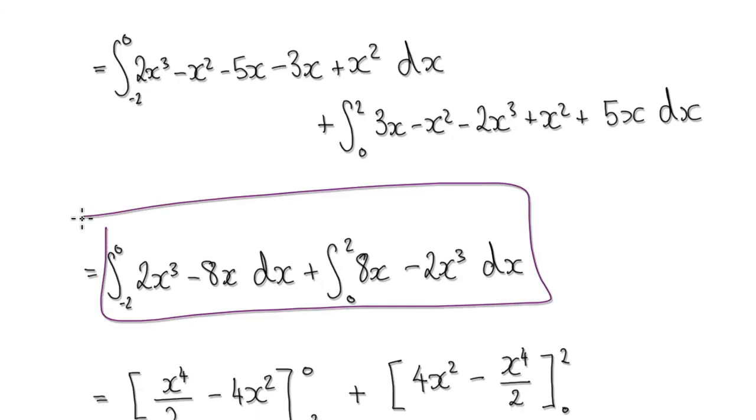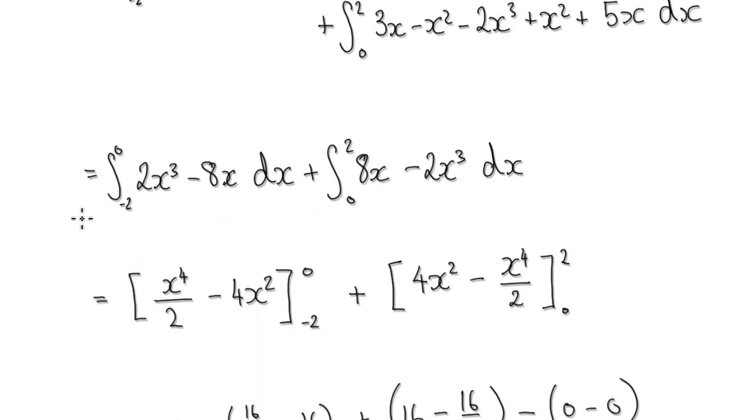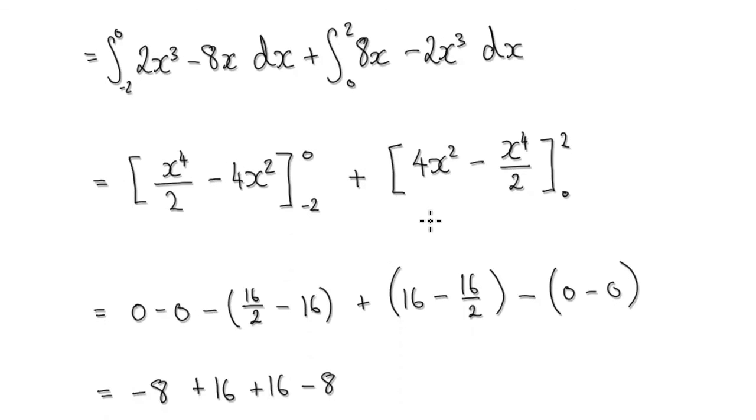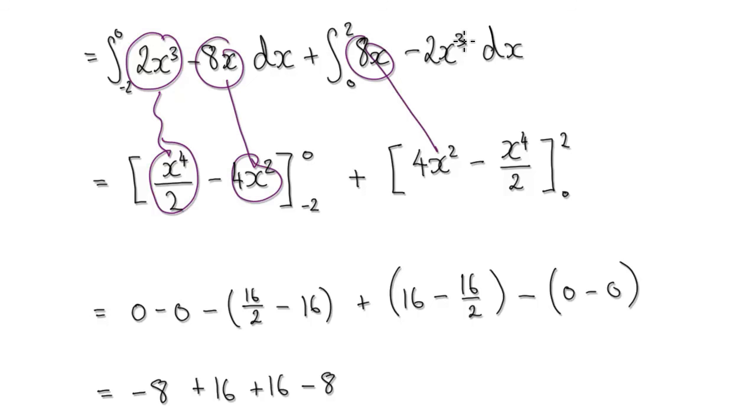Now it's just a matter of integrating. So integrate it. When you integrate this, it will give you this. Integrate this, it will give you this. Integrate from negative 2 to 0, and from 0 to 2.